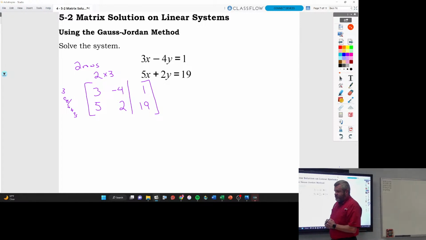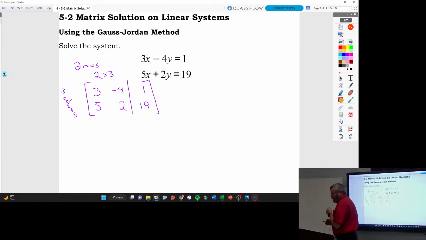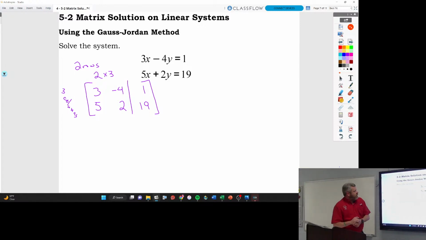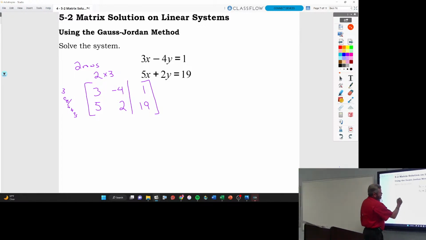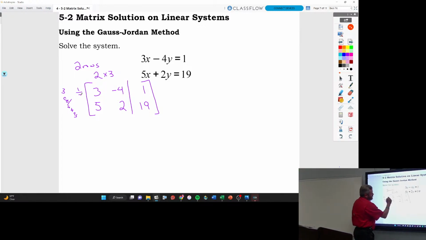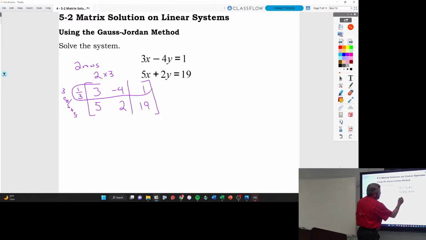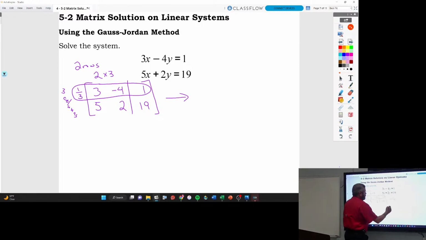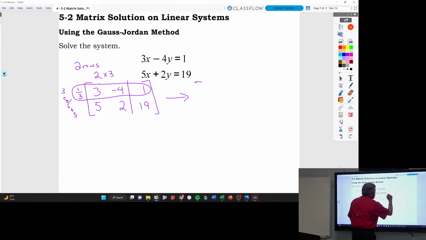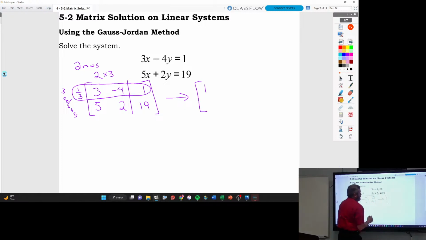To turn a 3 into a 1, I could multiply line 1 by 1/3. So if I took 1/3 and multiplied this entire first row by 1/3, what happens? Well, 3 times 1/3, or 3 divided by 3, is 1.